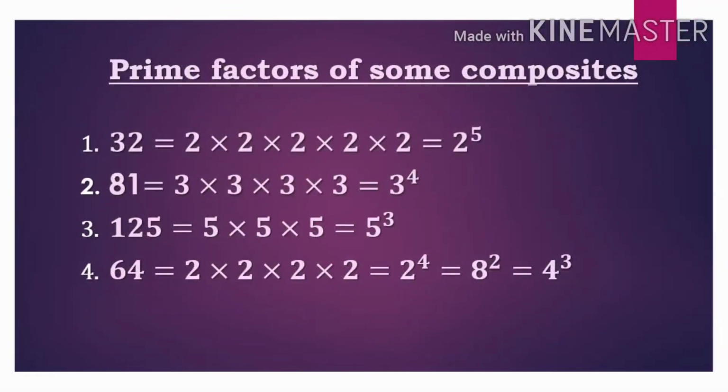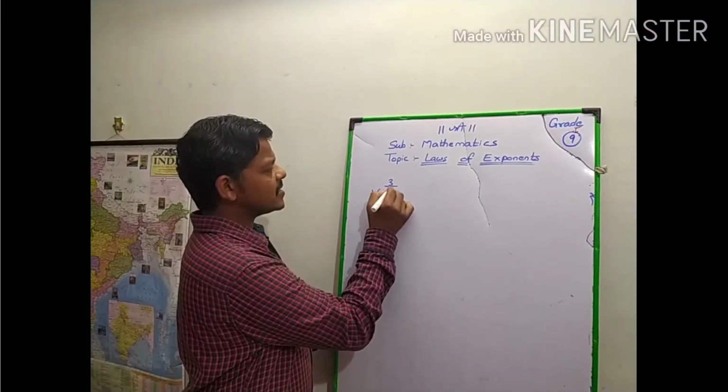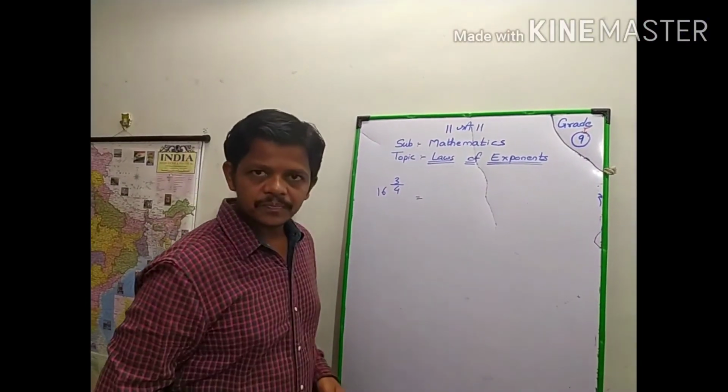What we can see now, the next example. Very quickly I am taking the example, children. You can write it down and then you can solve it on your own, just applying your own logic behind that. Again, 16 raised to 3 upon 4.